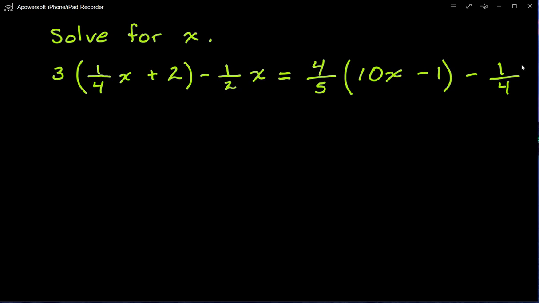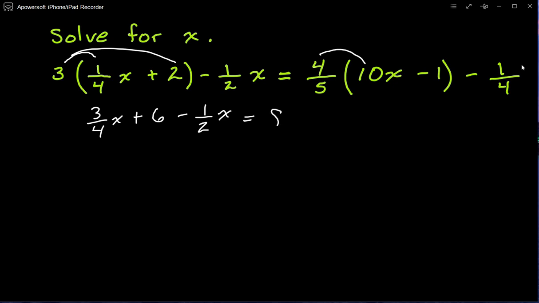All right, so let's go through some of these. Distributing, you're going to get 3/4 x plus 6 minus 1/2 x. 4/5 times 10 is going to give us 8x. 4/5 times 1 is 4/5. And we got minus 1/4.